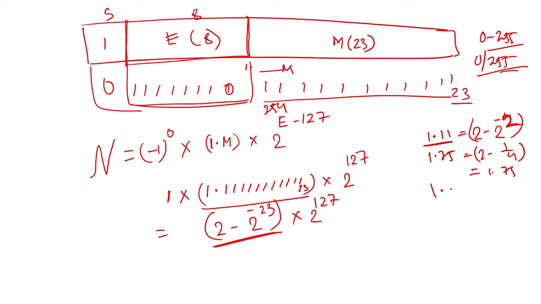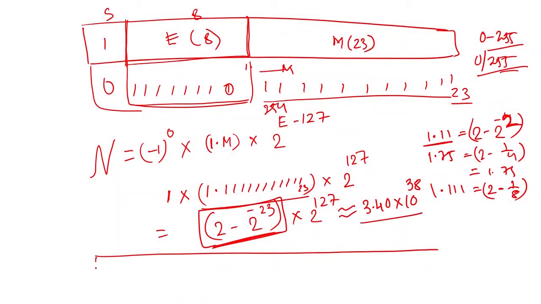Similarly, what will be the value of 1.111? This will be 2 minus 1 by 8. So, therefore, 1.111... is nothing but this value into 2 to the power 127. So, this is equivalent to a decimal value of 3.40 into 10 to the power 38. So, therefore, using 32 bits, the highest representable number is this value.